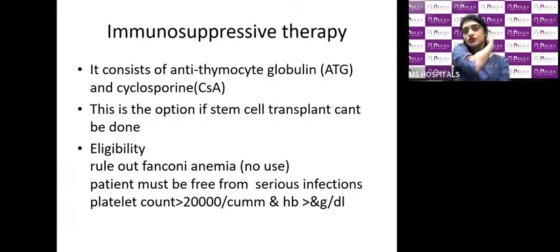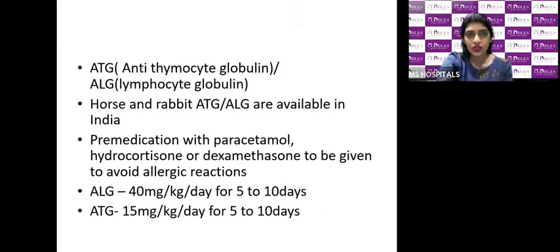Immunosuppressive therapy consists of anti-thymocyte globulin, ATG, and cyclosporine. This is the option if stem cell transplant can't be done. Eligibility: rule out Fanconi's anemia. Patient must be free from serious infections. Platelet count of more than 20,000 per cubic mm. ATG is anti-thymocyte globulin, ALG is anti-lymphocyte globulin. Horse and rabbit ATG and ALG are available in India.